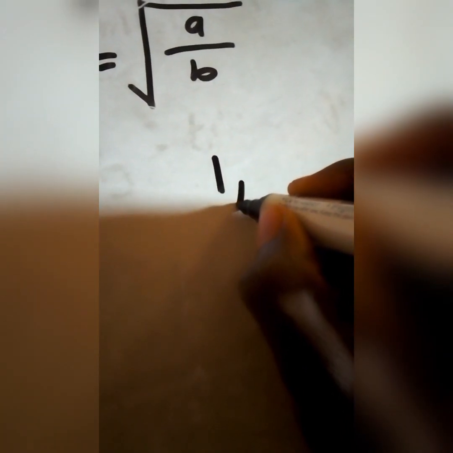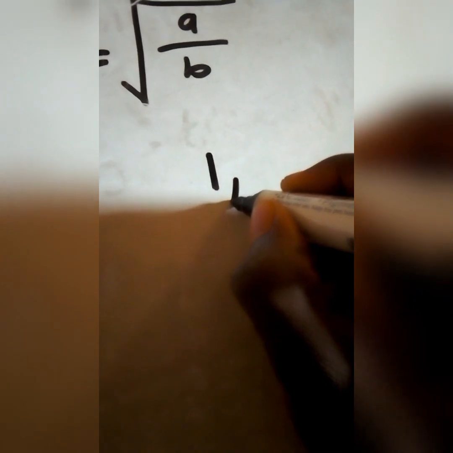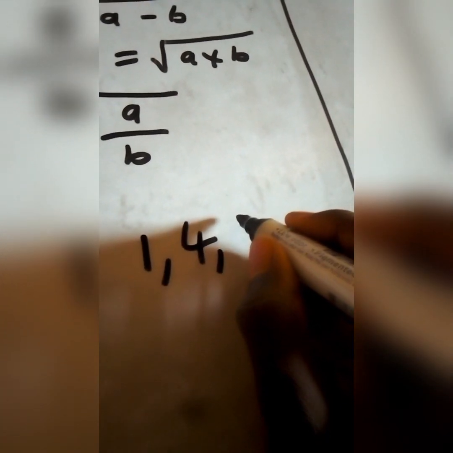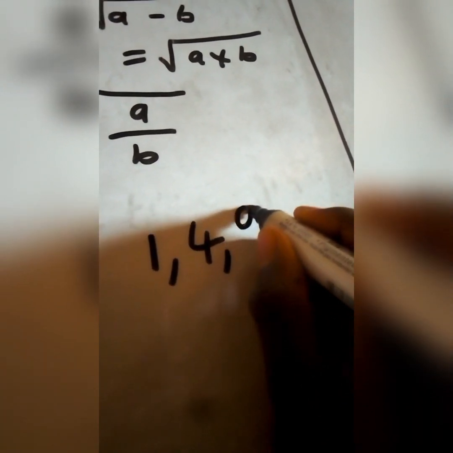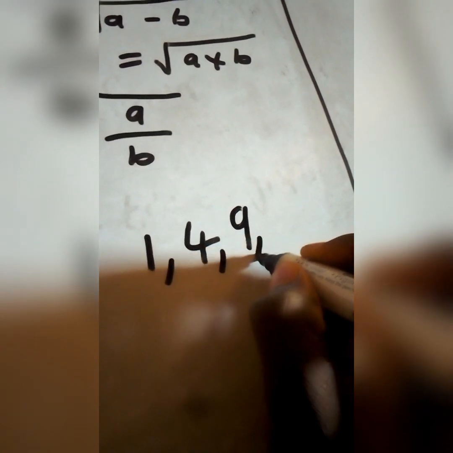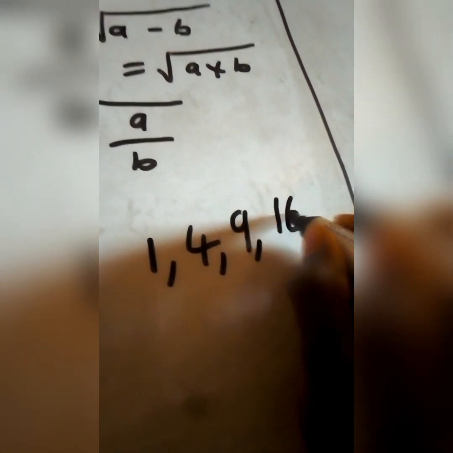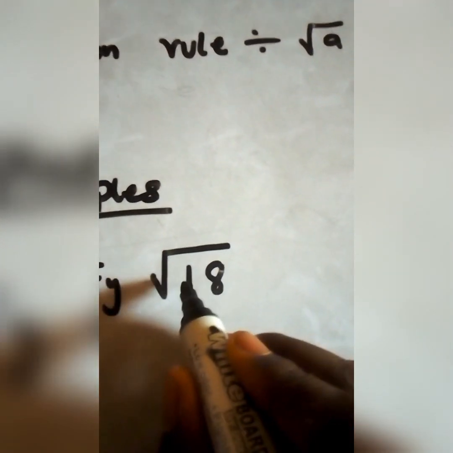The next perfect square is what? 2 times 2 is 4. After 4, the next perfect square is 3 times 3, which is 9. The next after that is 4 times 4, which is 16. So you write them out, then you start checking them with the number that you are given.